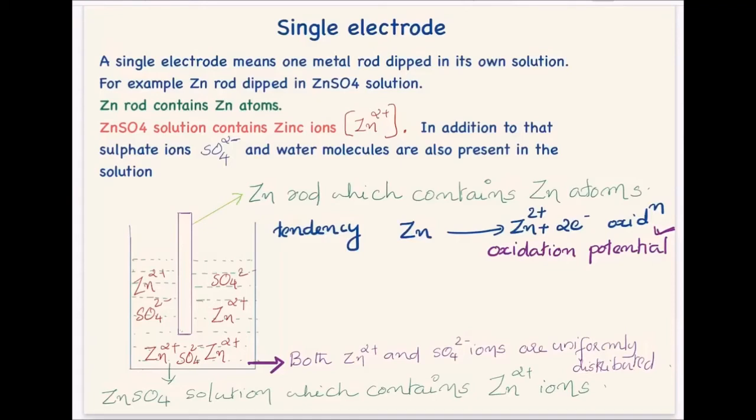If zinc is releasing electrons, somebody should be there to take that electron. Nobody is there to take that electron. That's why zinc cannot undergo oxidation itself, even though it has a tendency. Like the analogy, I have a tendency to donate money, but nobody is accepting that money, so I cannot donate money. But the tendency is there, and that tendency we call oxidation potential.